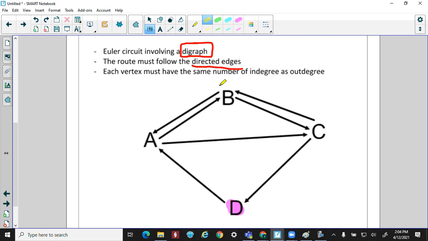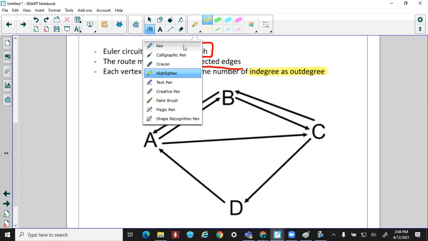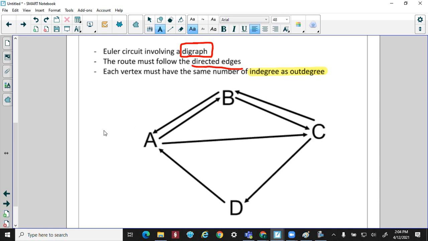Now, you still have the same concept of degrees, except now it's in-degrees and out-degrees. What that means is that however many arrows are pointing to a letter, the same number have to be leaving the letter. For example, look at A. Notice how you have two arrows coming in. I know it's directed edges, I'm just saying arrows because it's faster. So you have two arrows in. How many are leaving? Two arrows out.